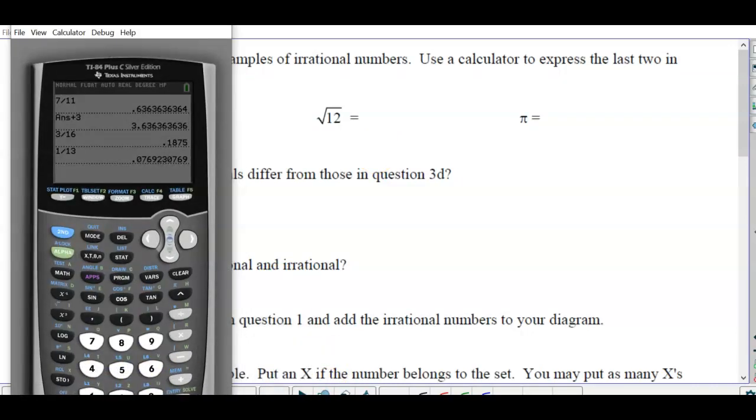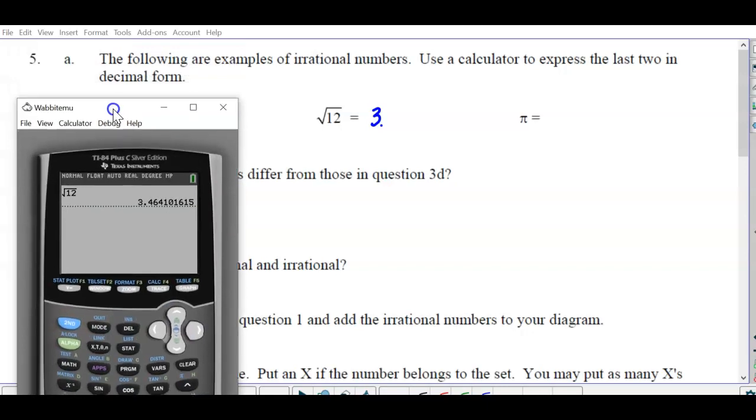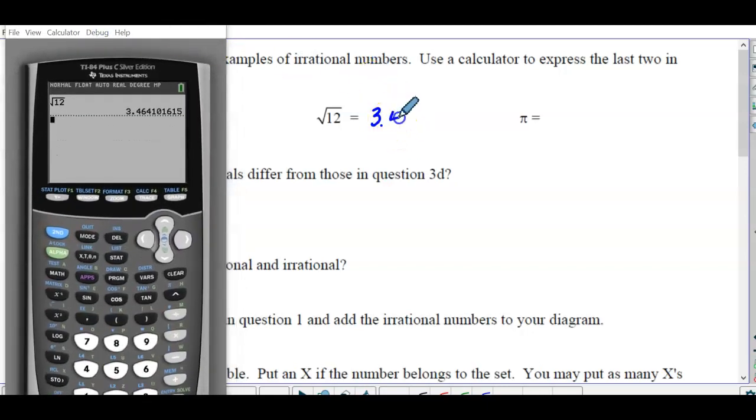Let's get our calculator. Root 12 is, let's see, it doesn't say how many decimal places. 3.464101615, etc. Although you might see some ones there, there's no repeat to it. And pi, remember, use the pi button on your calculator. Some of you will know a few digits of pi. 3.14159265454, etc. We still haven't found all the digits of pi.